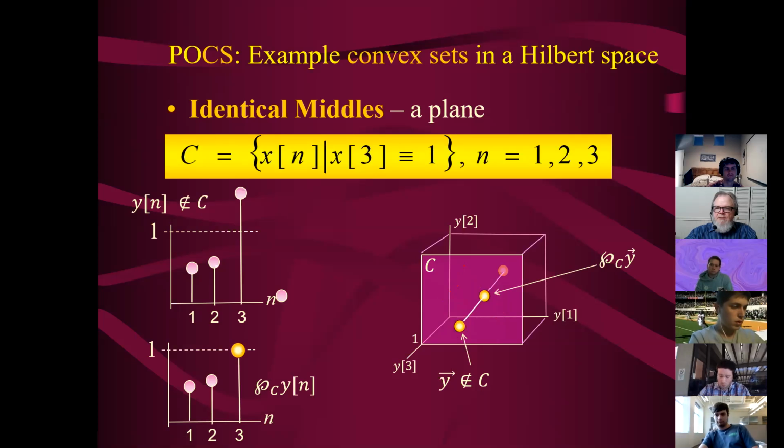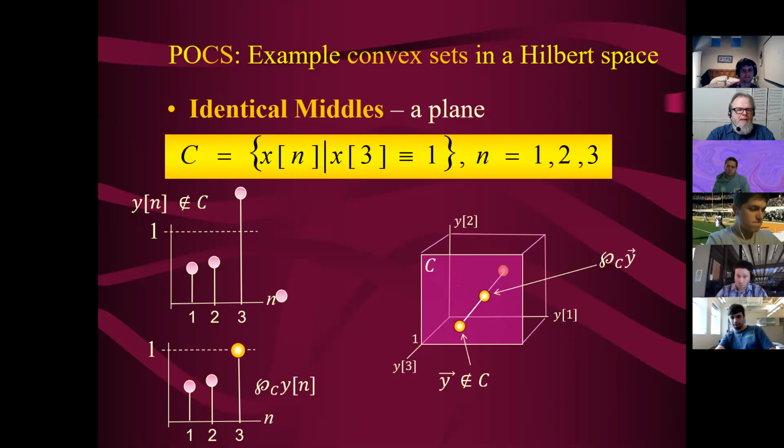So this is the example that we have. Again, in order to project, we take this value and make it the identical middle in order to make it conform to the convex set. And that's just like taking this signal and projecting it onto the plane. And so this is the projection onto the convex set. This is the convex set. Projection onto the convex set of the vector y.